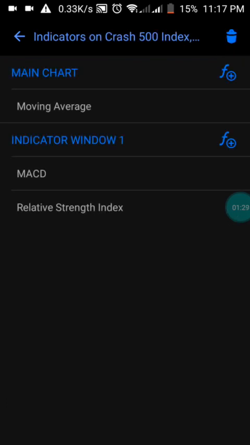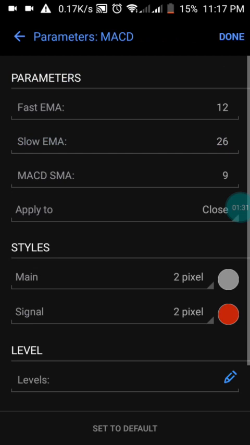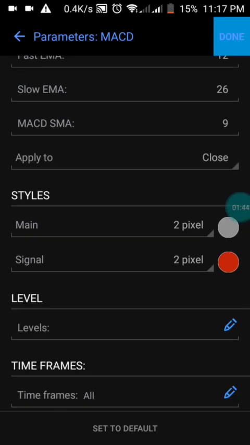Then you have your indicator window one. We have the MACD. We have the fast one to be 12, the slow to be 26, and the SMA to be 9. We have apply to close. We have our main and our signal in red. And you can also press done.